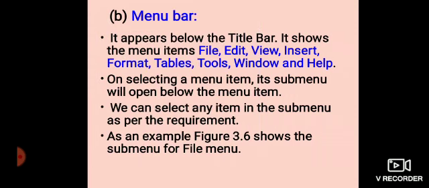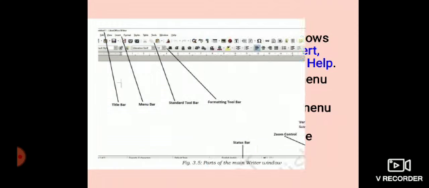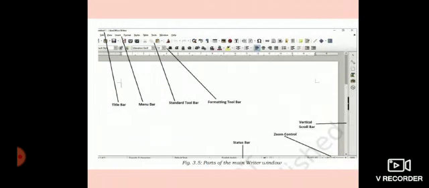Menu bar. It appears below the title bar. It shows the menu items like file, edit, view, insert, format, tables, tools. So look at the menu bar here. It shows the options called file, view, edit, etc.